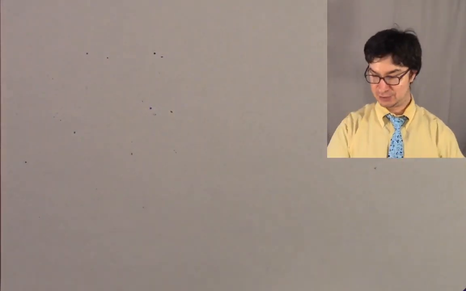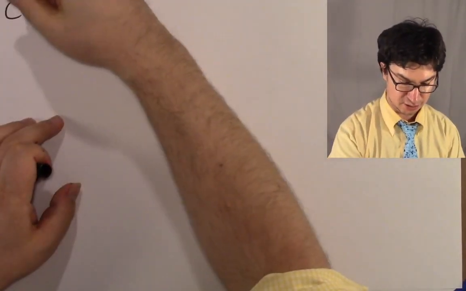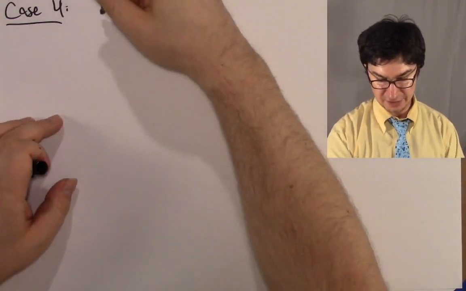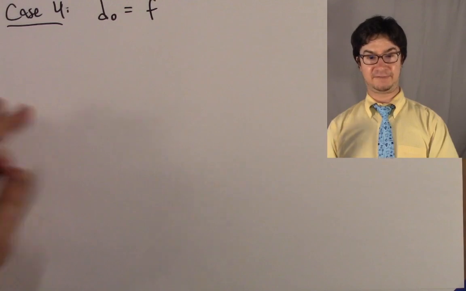Let's now look at case 4, a very interesting case. And I bet you can predict what case 4 is going to look like. Case 4 is going to ask, what would happen if the object distance was equal to the focal length f?